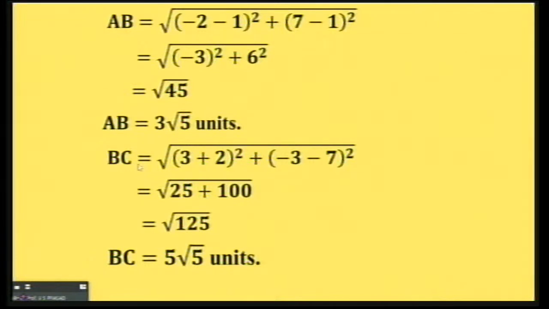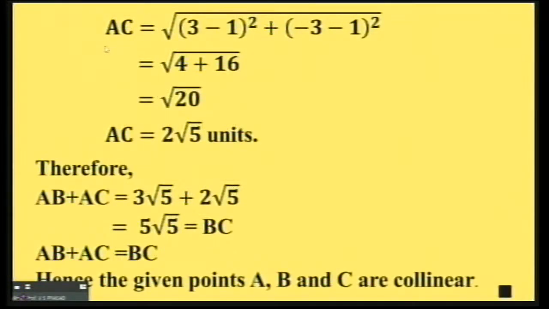Now BC, using the coordinates of B and C, we get (3 minus of minus 2), which becomes plus, therefore (3 plus 2) whole square plus (minus 3 minus 7) whole square. 3 plus 2 is 5, 5 square is 25. Minus 3 minus 7 is minus 10, minus 10 whole square is plus 100. Therefore 25 plus 100 is root 125. So 125 can be written as 25 into 5, and that 25 comes out of the root as 5. Therefore the length BC is 5 root 5 units.